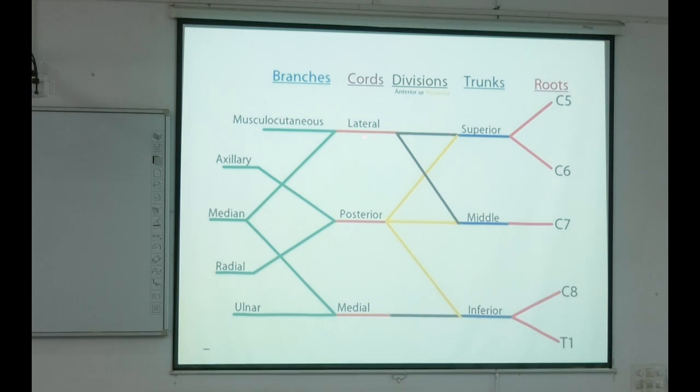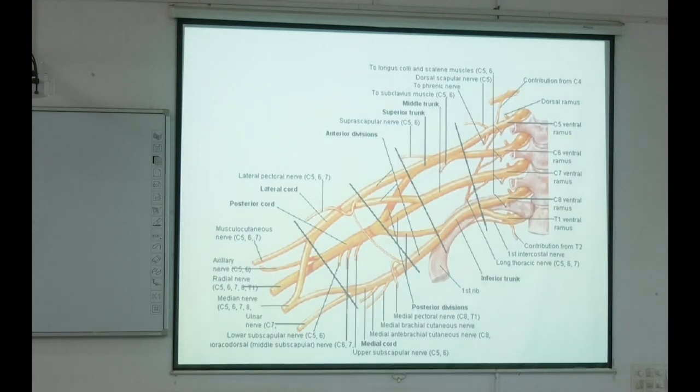So the anterior divisions form the lateral cord, and the posterior divisions form the posterior cord and the medial cord. How is this medial cord formed? Now we have come to the medial cord.